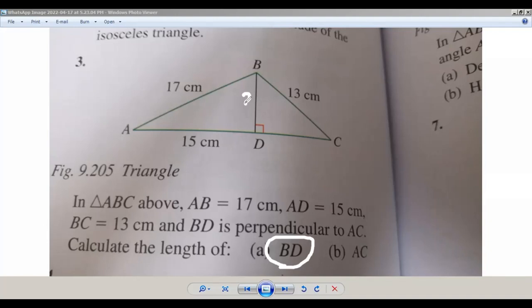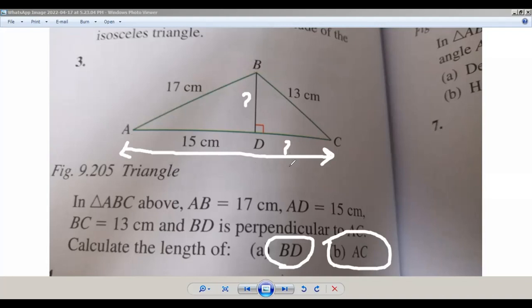Whatever value you get for BD, the question goes on to say find what? AC. Now AC is all of this. So whatever number you get for BD, you're going to use it with the 13 and find DC, and then add DC with 15. Yes, that's exactly what you're going to do.